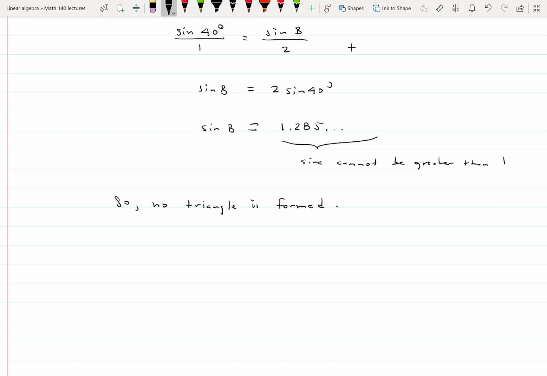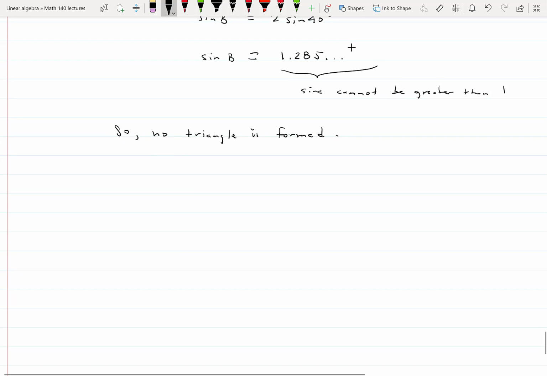Okay. So now, I'm going to consider the dangerous case. You'll see why it's so dangerous. So given, instead of adding 10 degrees to 30 to make it 40, I'm going to take 30 degrees and subtract 10 degrees. So now A is 20 instead of 30. Small a is 1. Small b is still 2.